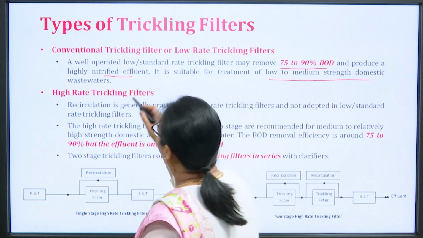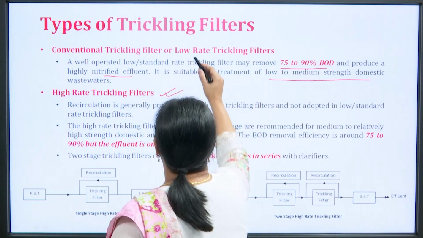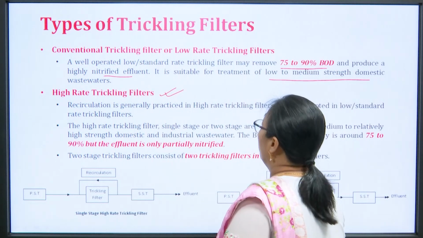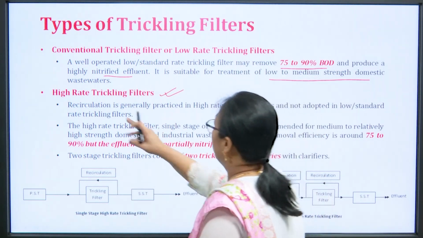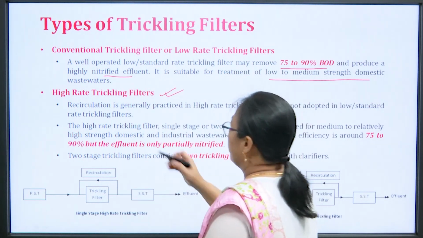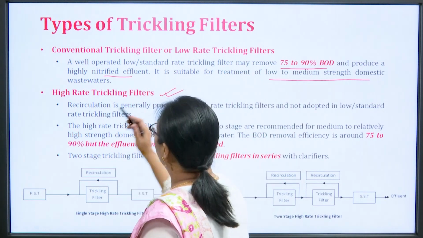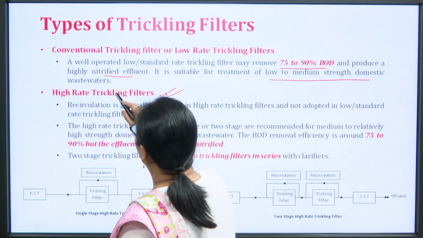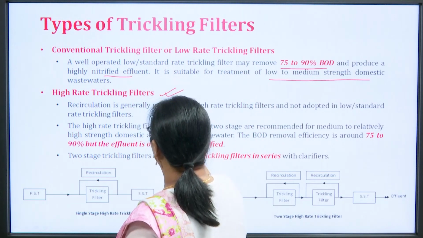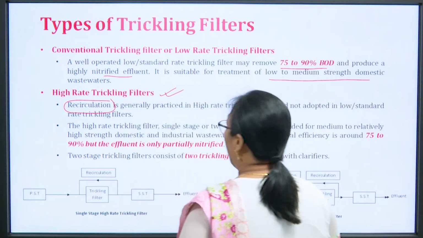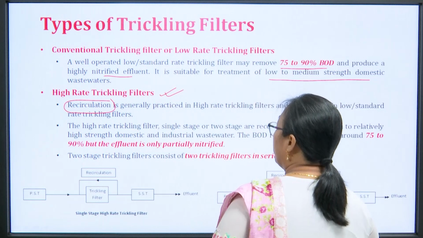Then we will have high rate trickling filters. This is low rate, which is going to run at a very slow speed, and this is high rate, which is going to produce lots of effluent. What is the difference between conventional or low rate trickling filters and high rate trickling filters? It is the term recirculation. In high rate trickling filters, we will have recirculation.